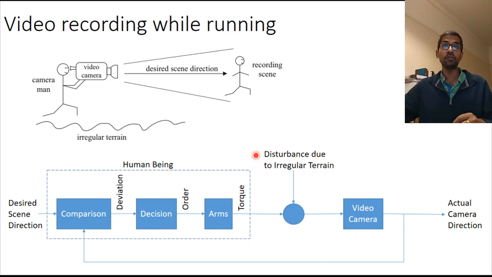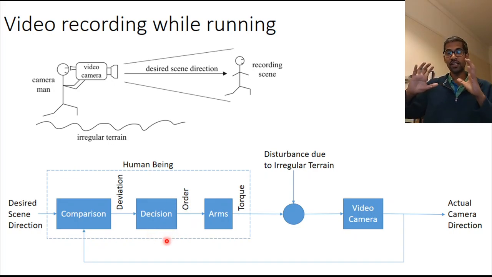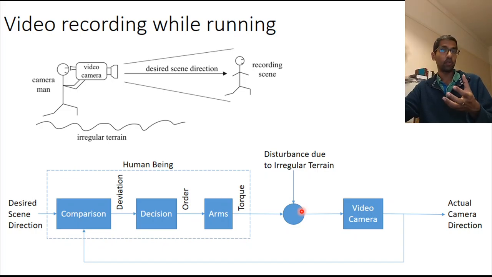But as he is moving, there is a disturbance in the system due to the irregular terrain. So not only has he to negotiate this difference between the scene direction and the camera direction, but he also has to negotiate this disturbance due to the irregular terrain. And so when he's making a decision here, his decision is not only about keeping the camera direction the same as the scene direction, but it is also about reducing this disturbance, right? So you can see that the control system is more complicated.